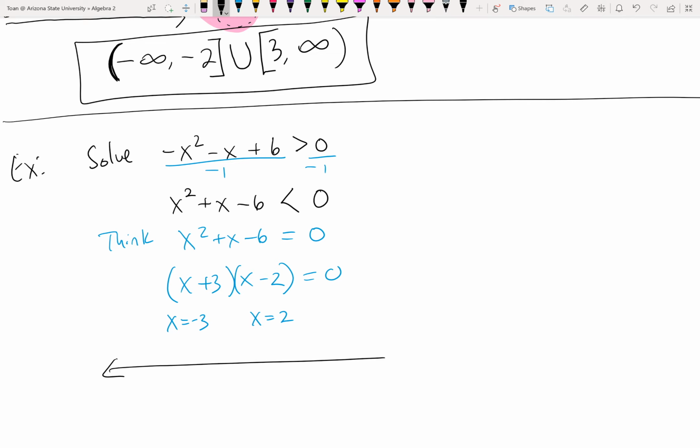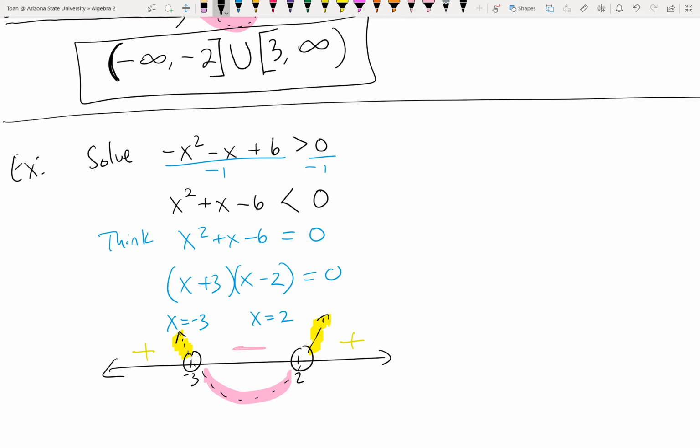Put your answers on a number line, negative 3, positive 2. They're going to stay open because the inequality doesn't have a line underneath it. Also, since we changed it, see how the x squared is positive? It's going to have an upwards shape. Which means, if you imagine it, this part right here is above the line. This part in the middle is below the line. So I have the positive regions on the left and right, and a negative region in the middle.